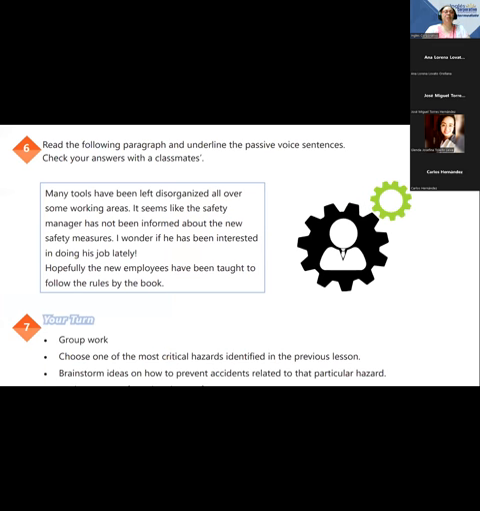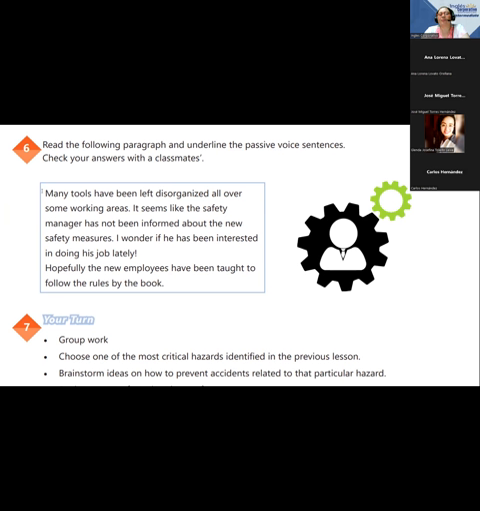Read the following paragraph and underline the passive voice sentence. Check your answer with a classmate. Actually, you were going to do it, okay? So let's do it together. Let's read it.